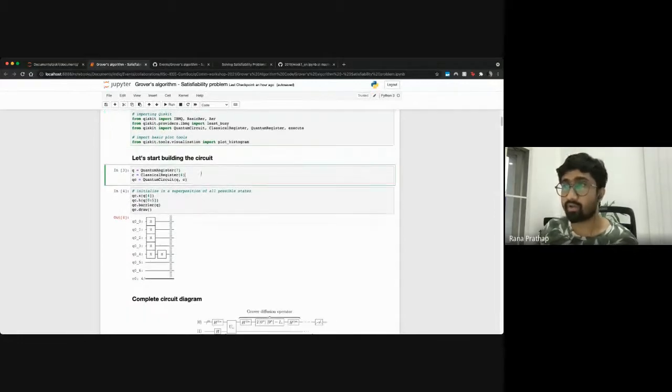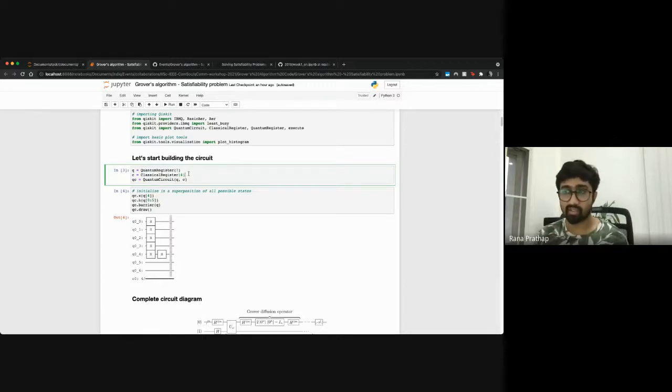But how we're going to do this is, first we're going to create something on a quantum register, which is, as it says, the number of qubits that you're looking for, and then a classical register for the number of classical bit spaces that you are looking for, where you want to store your value after measurement.